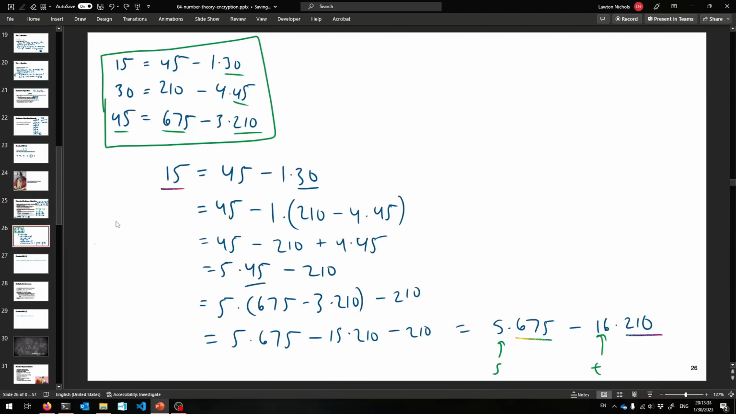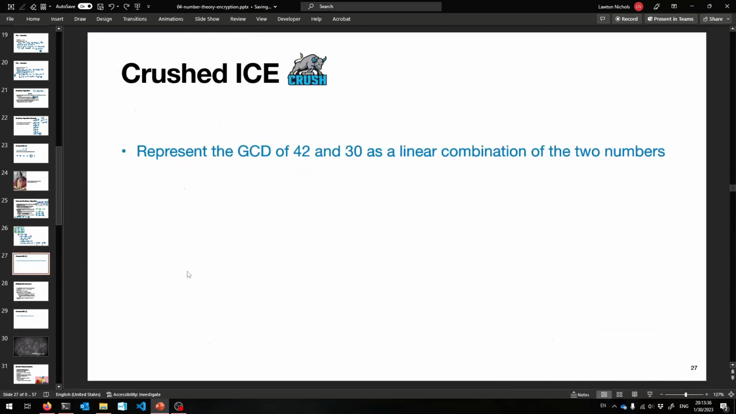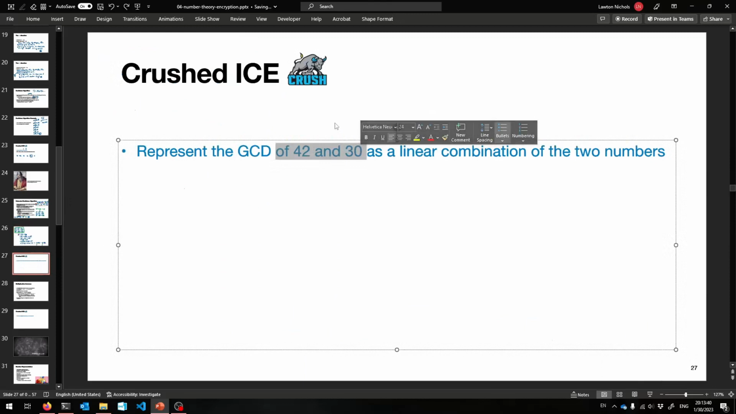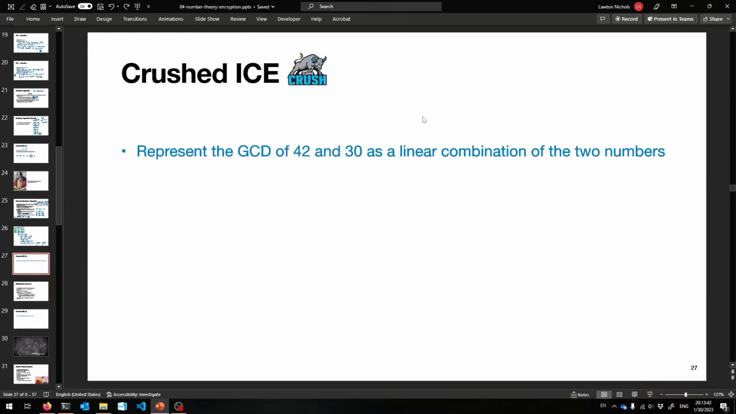All right? So here is a question for you. Take a little while. Try it. Represent the GCD of 42 and 30. So do the GCD first, and represent it as a linear combination of those two numbers. So you use the extended algorithm. All right, so give that a try, and then I'll show you how I do it.